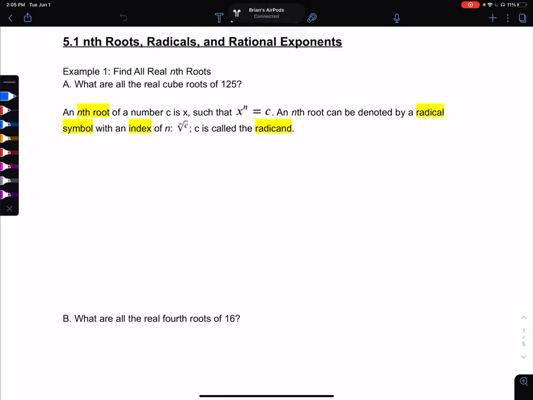In this video, we're going to look at example 1 where we find all real nth roots. So the question in part A is what are all the real cube roots of 125? And this is just some definition terms here.